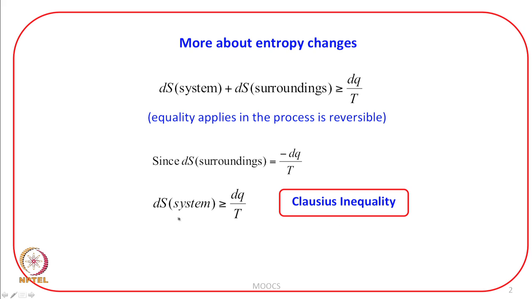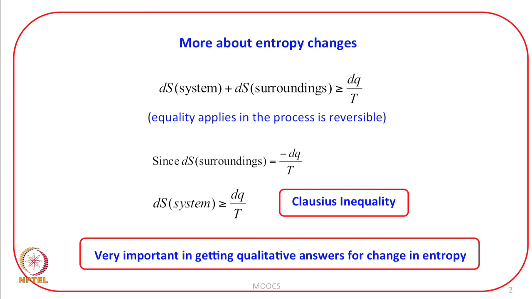This Clausius inequality is very important, because by using Clausius inequality we can get qualitative answers to several questions. Qualitative in the sense that if I know the sign and magnitude of dq, I can talk about how much or in which direction will be the entropy change of the system. So, that is why the conclusion on the slide is that this Clausius inequality is very important in getting qualitative answers for change in entropy.